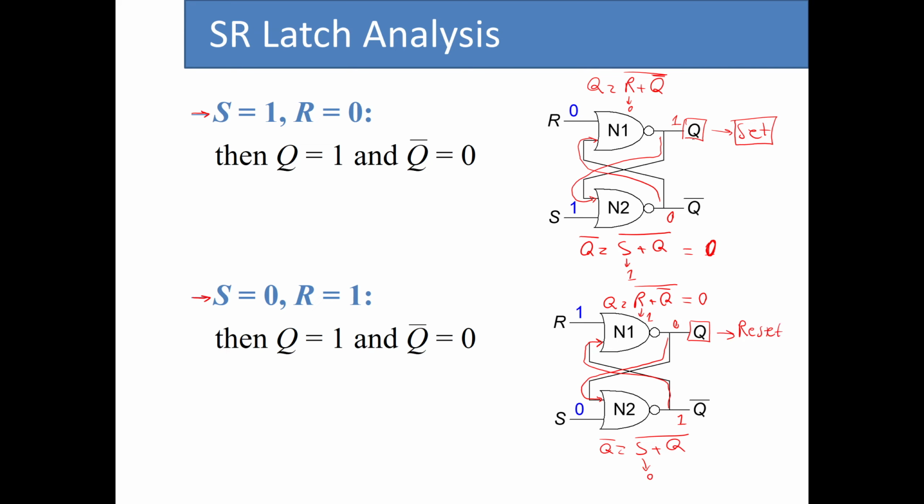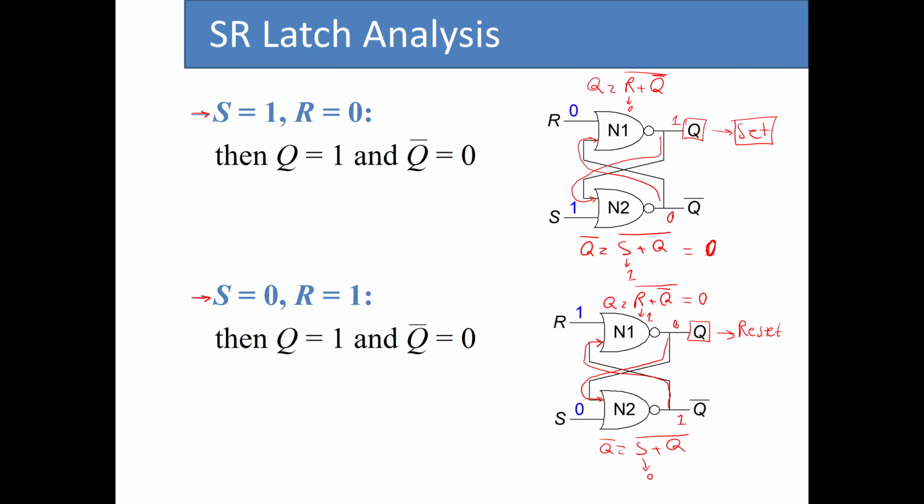So set is when Q becomes 1, reset is when Q becomes 0. As you can see, using these two inputs and in this configuration, we have control over what is the value for the output. This is something that we didn't have before for the bistable circuit. Since we didn't have any inputs, we were not able to control what is being put at the output.